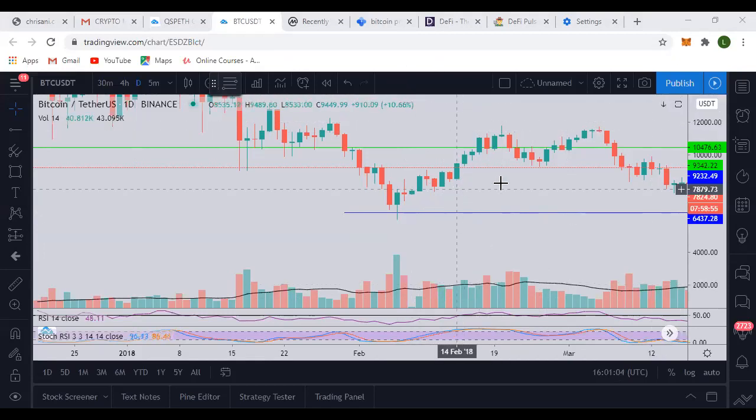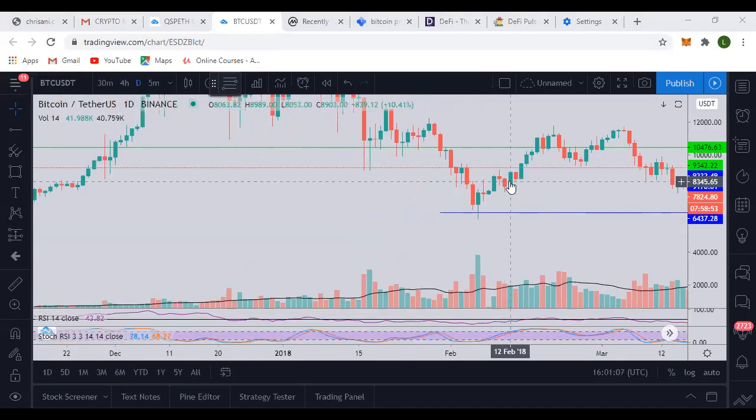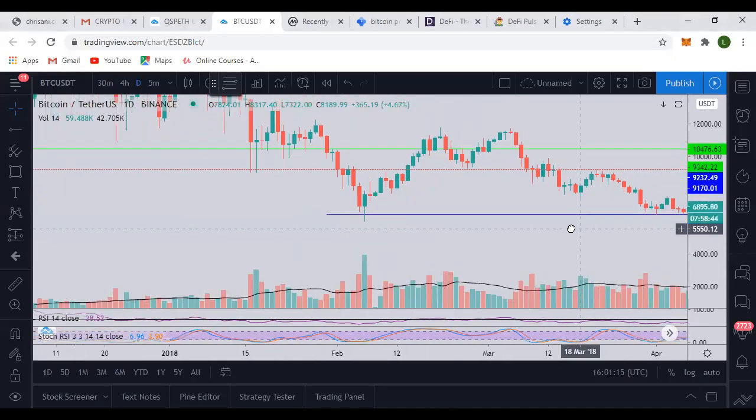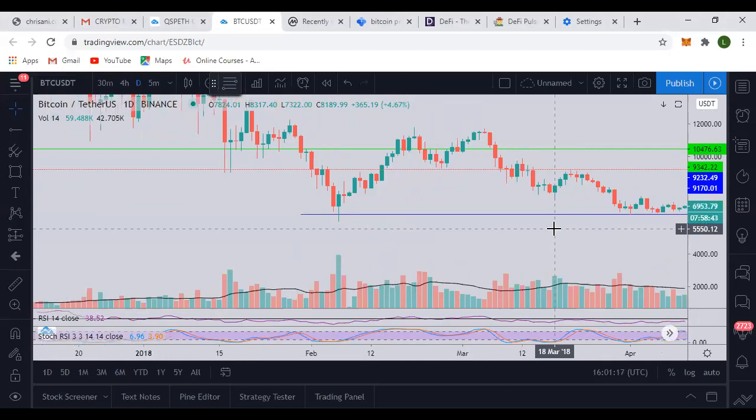Anyway, that's basically what it is. To recap everything I've talked about: support is a floor, resistance is a ceiling. That floor and that ceiling can get broken. Once the floor gets broken, it turns into a ceiling. Once the ceiling gets broken, it turns into a floor. You understand? That's basically what it is.